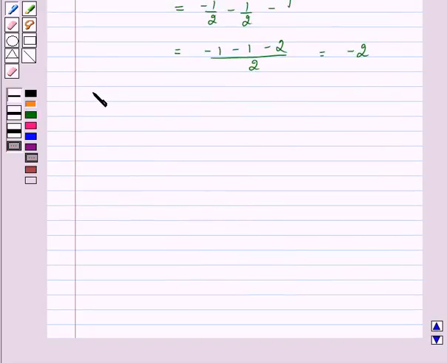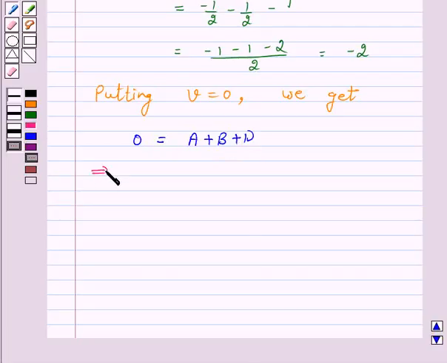Now by putting v is equal to 0, we get 0 is equal to a plus b plus d. So this implies 0 is equal to minus 1 by 2 plus 1 by 2 plus d. So this implies d is equal to 0.